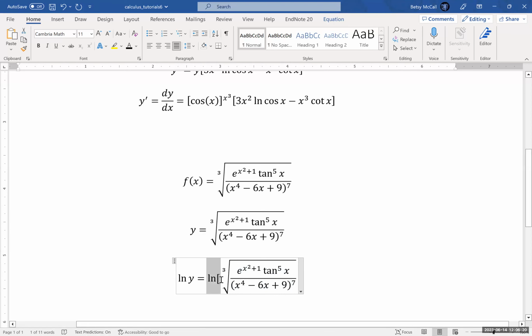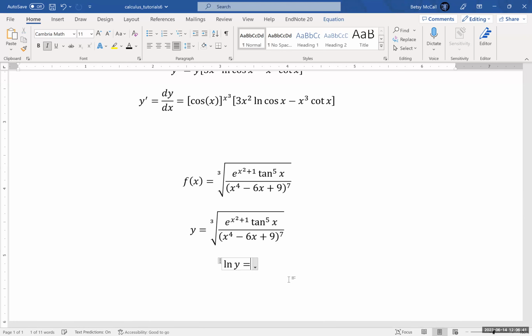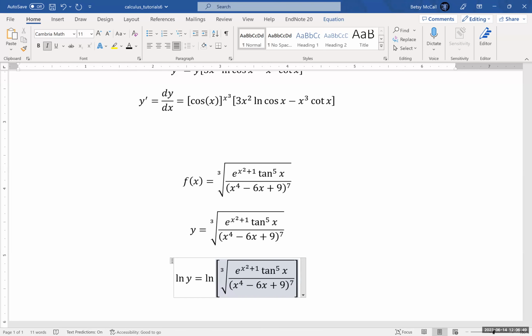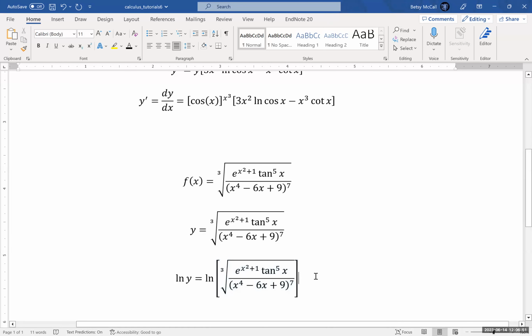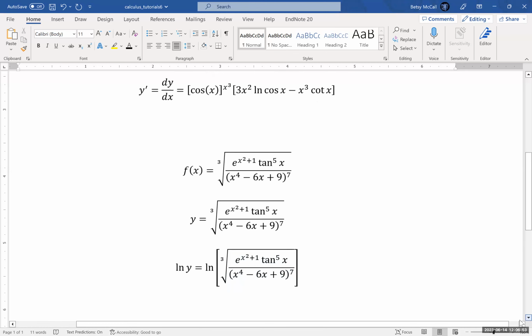Yeah. That's why it's not working. Try one more time. Nope. There we go. Sometimes the equation editor has a mind of its own.